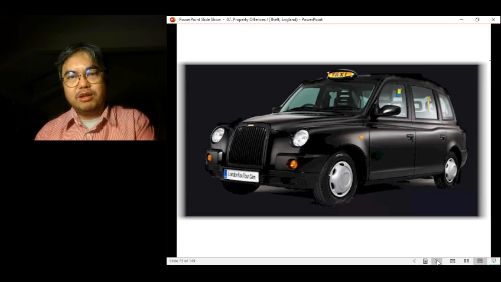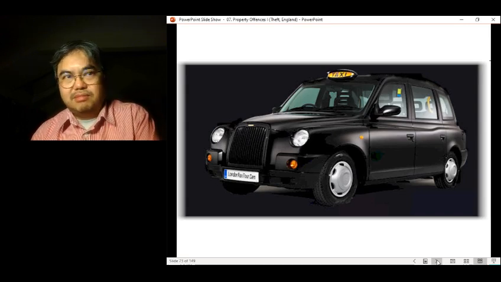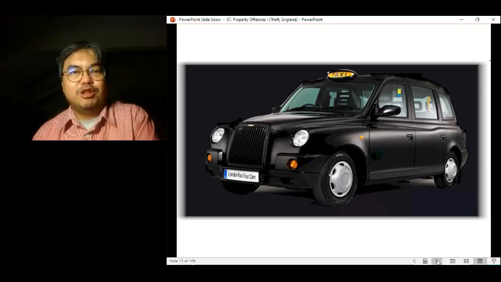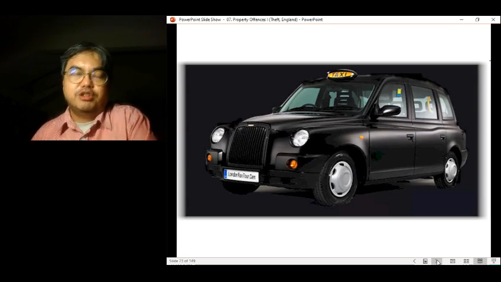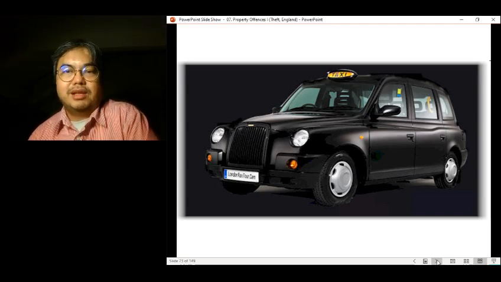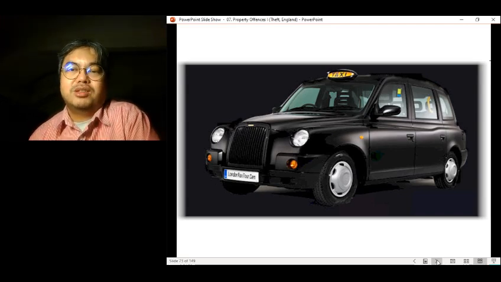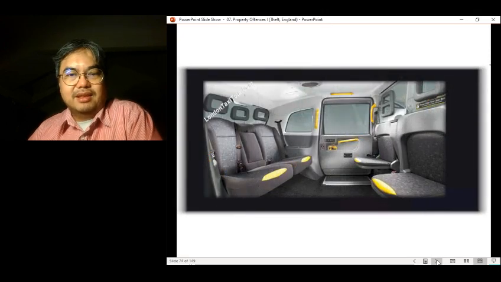So I never really had a chance to sit in a Black Cab until years later when I went back to the UK for a conference paid by the university. So I was allowed to take a cab and claim for it. It was very comfortable and very spacious. There is the inside of the cab.